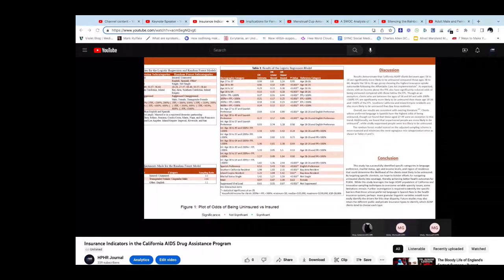Finally, the conclusion. Further investigation is required to identify the specific barriers that those whose preferred language is Spanish face in the health insurance system. Perhaps more granular linguistic variables would more easily identify the drivers for this clear disparity. Future studies may also retain the different public and private insurance types to identify which ADAP clients tend to choose each type to facilitate navigation into insurance.